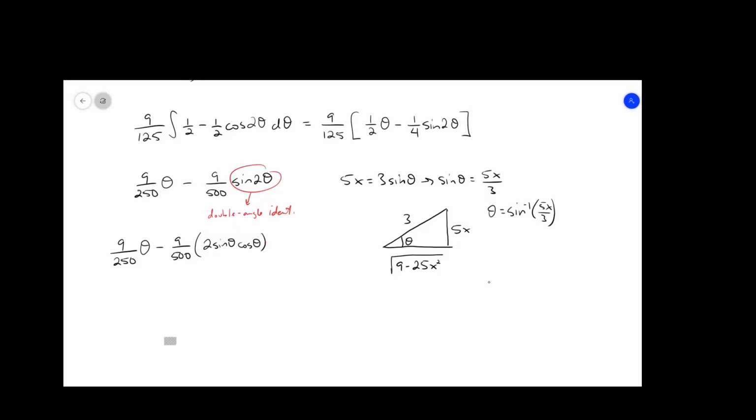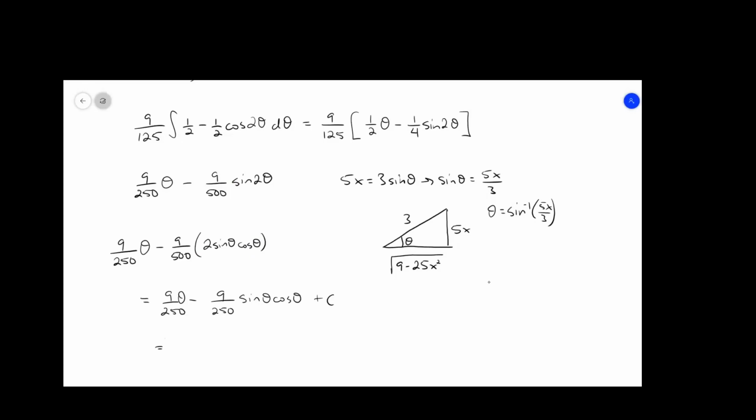So with that in mind, now we're almost ready to change these back into x's. Let's just simplify this a tiny bit more. This is equal to 9 over 250. Now that 2 that goes along with the other one, we can cancel the 500 in the denominator. That also becomes 9 over 250. And we'll get a sine theta. Oops, I forgot the theta there. Sine theta, cosine theta.